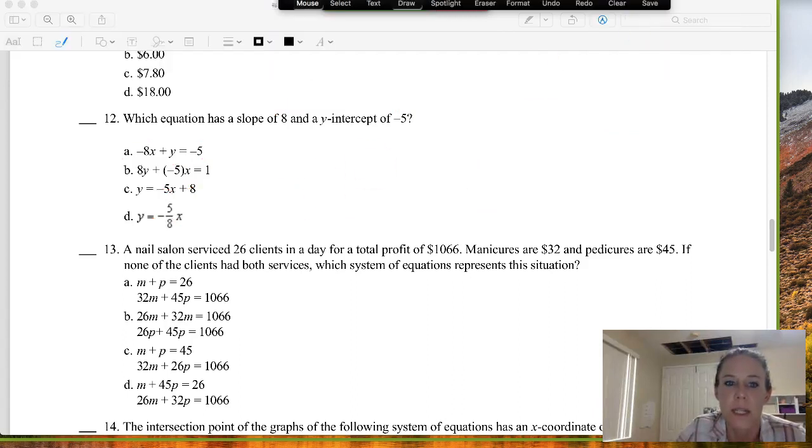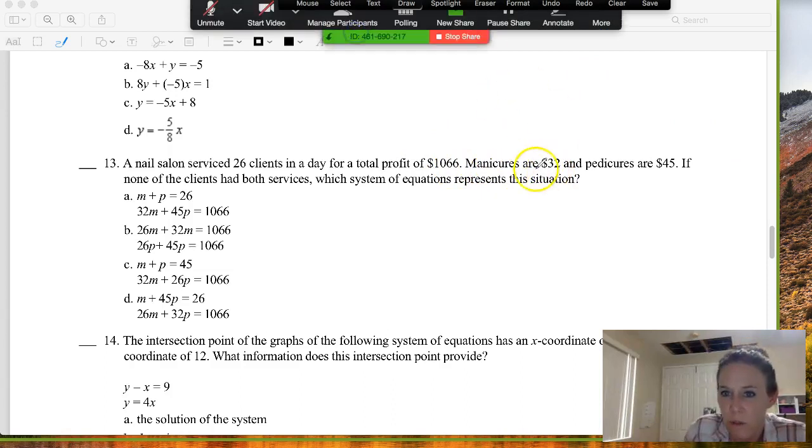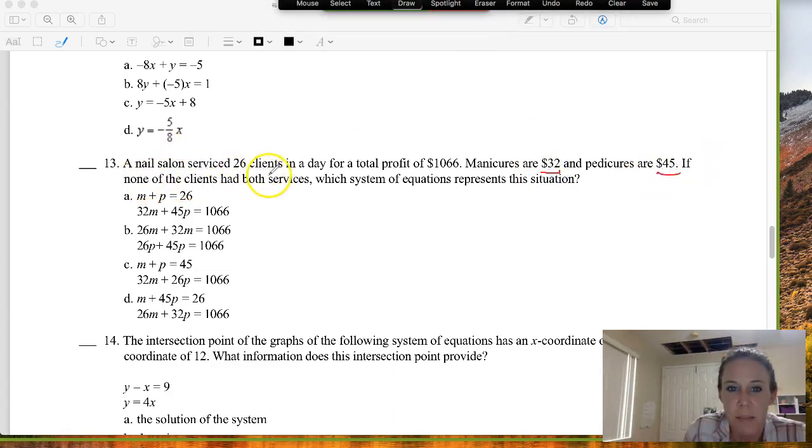All right, number 13. A nail salon serviced 26 clients in a day for a total profit of $1,066. Manicures are $32. Pedicures are $45. If none of the clients had both services, which systems of equations represents this situation? Before we look at this, let's define some variables. Let's let m equal the number of manicures, so the number of manis. And then let's let p equal the number of pedicures, okay?